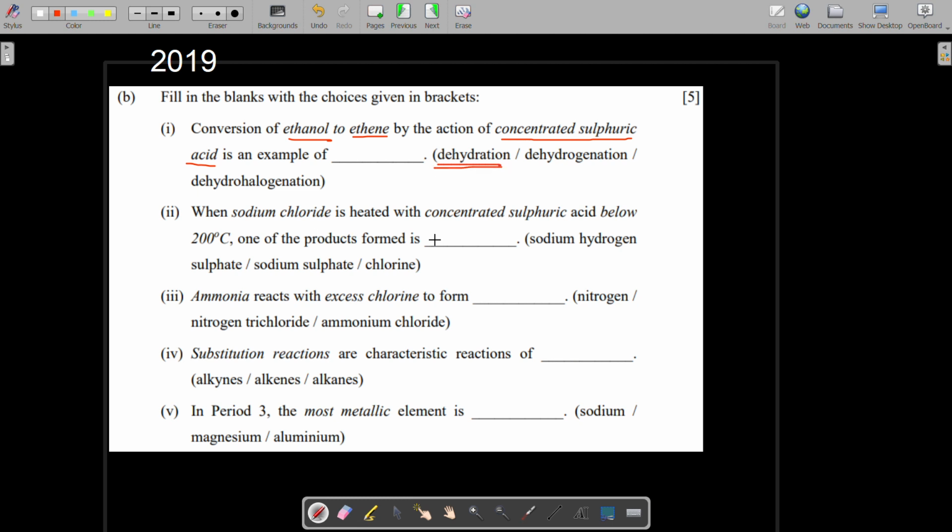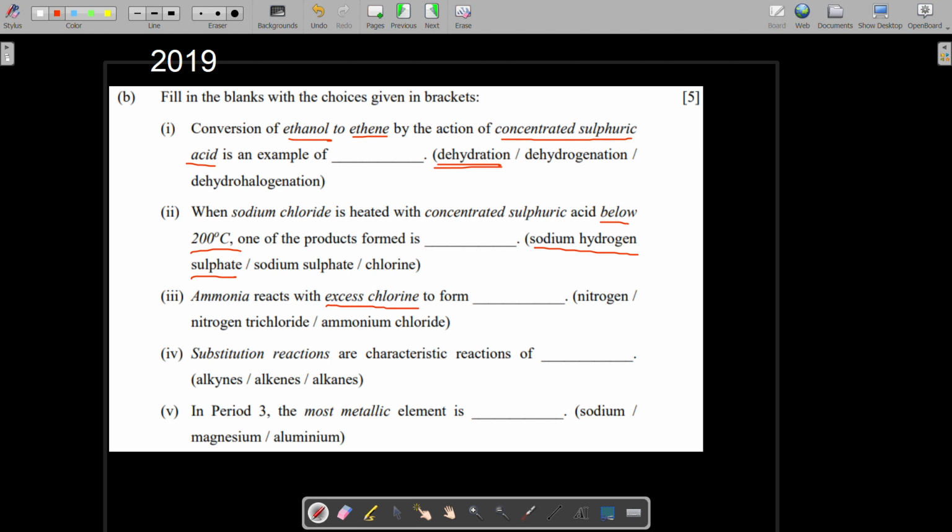Sodium chloride is heated with concentrated sulfuric acid below 200 degrees Celsius. So this is the formation of HCl. Below 200 degrees Celsius, you will get sodium hydrogen sulfate. Above 200 degrees Celsius, you will get sodium sulfate. You don't get chlorine. Ammonia reacts with excess chlorine.